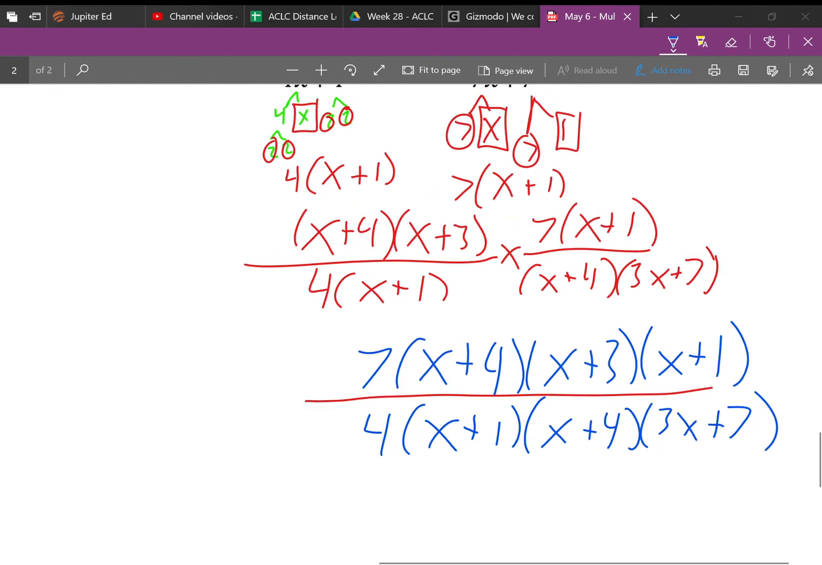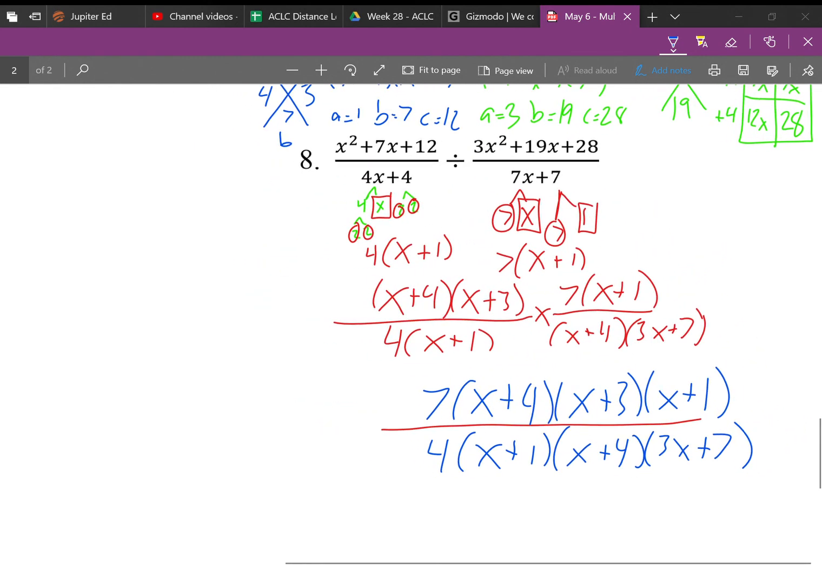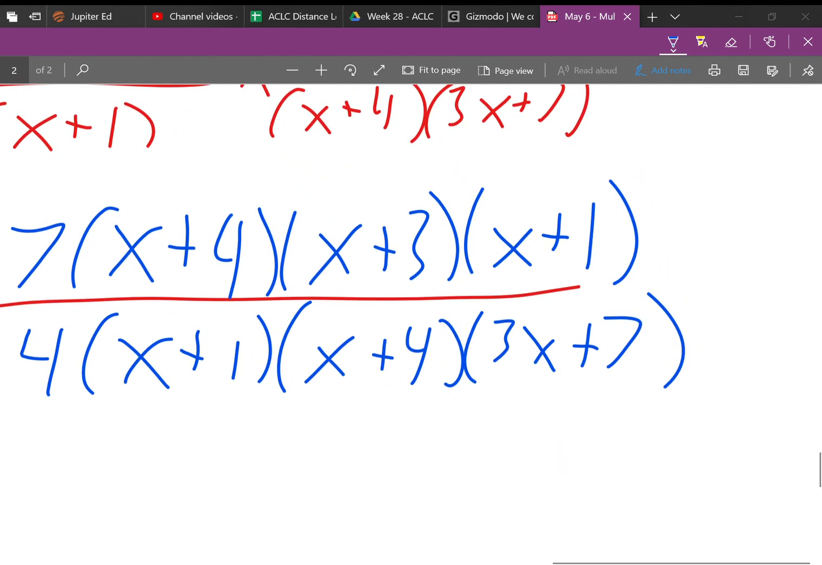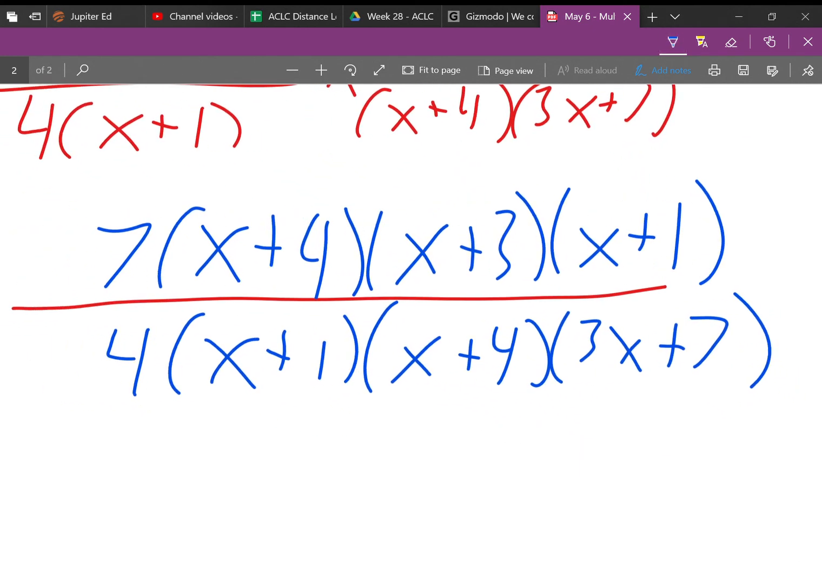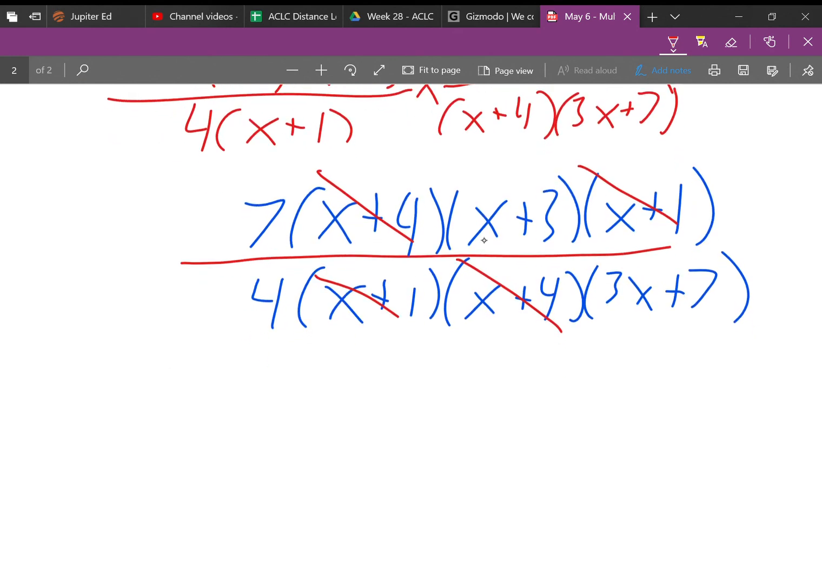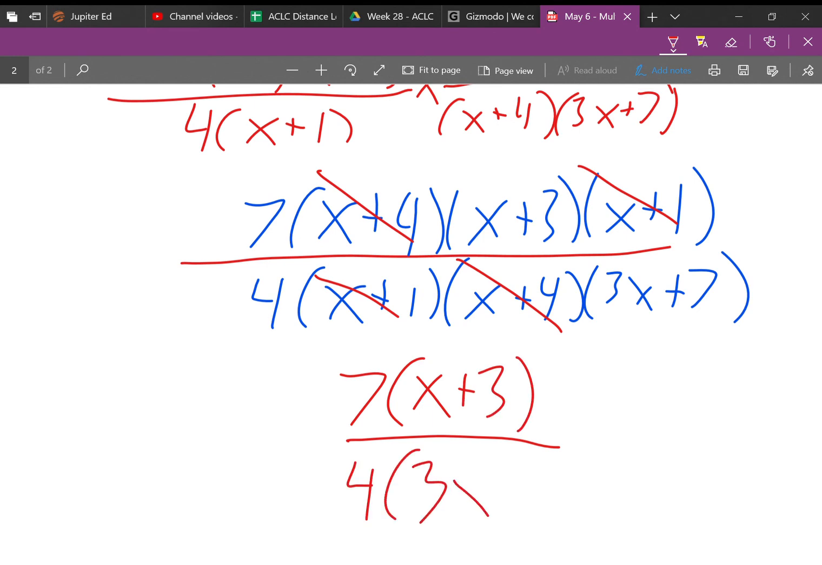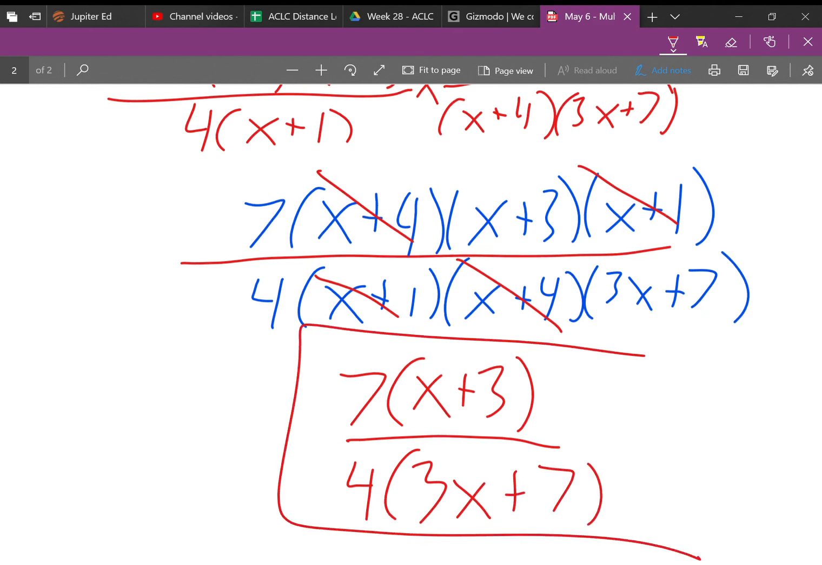So we've already done a ton of work just to get from our original problem to this form, but at least it ends really easily. The things that cancel out here are going to be what? An x plus 4 and an x plus 1. So we actually end up with a pretty nice answer. On the top, we'll have 7 times x plus 3. On the bottom, we have 4 times 3x plus 7. And that is the answer.